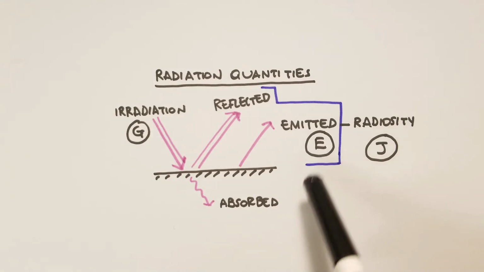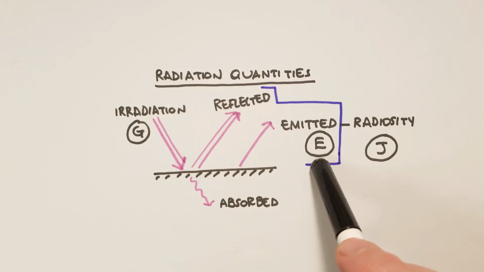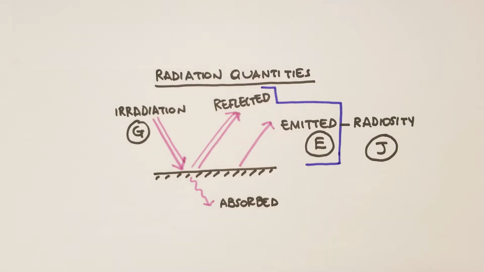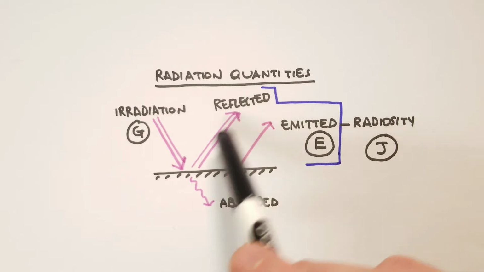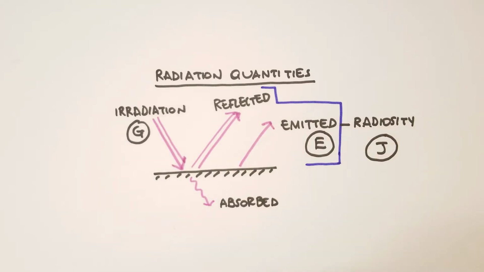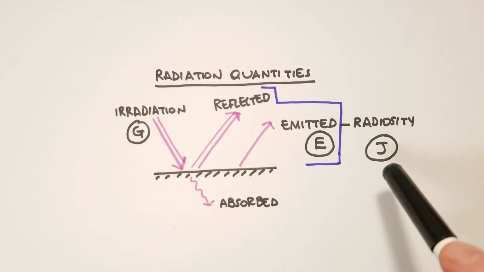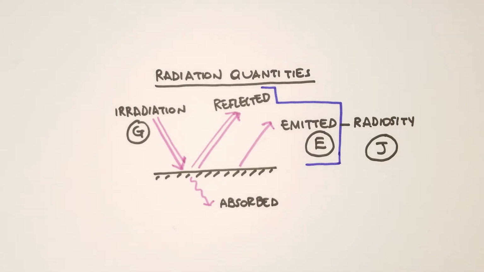Then we have the emitted radiation, indicated by the letter capital E, and that's the radiation that's emitted by the surface by the thermal vibration of the particles on the surface. The sum of the reflected radiation coming from irradiation and the emitted radiation E is called radiosity, indicated by the letter capital J.